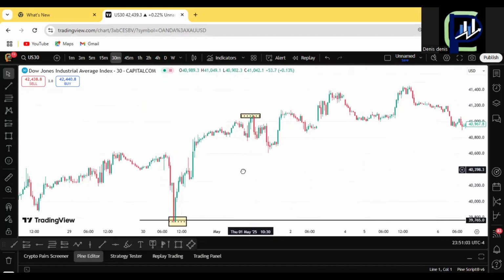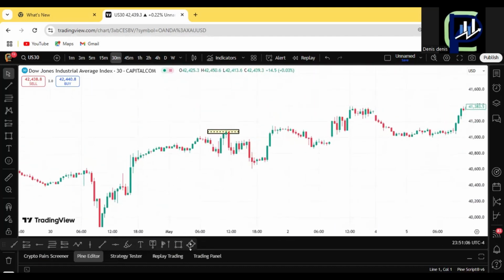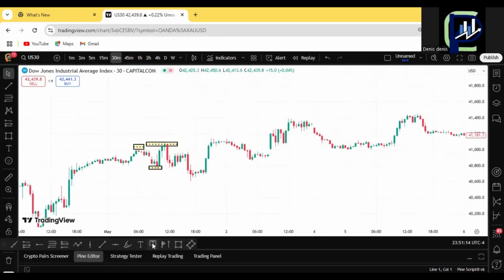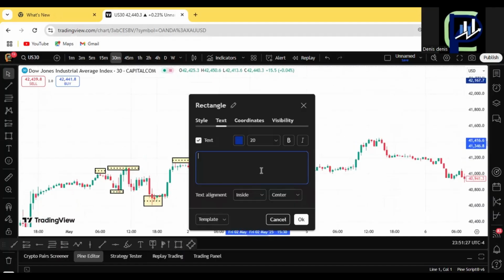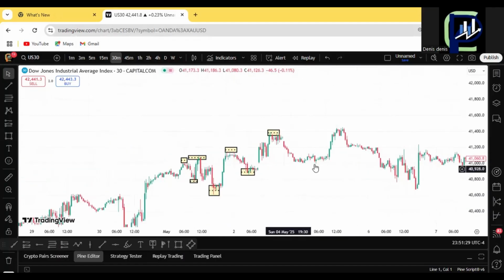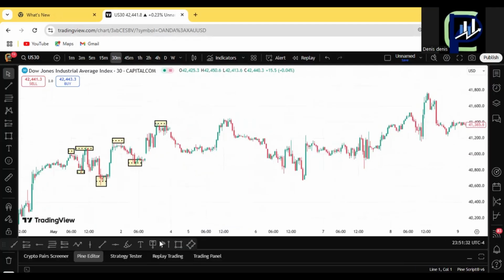Now, the minor ones, the micro, really small turning points, are these. So we have this as a turning point, and we have this as a turning point. Those are the minor ones. You can mark so many of them. You can identify so many of them on the charts.